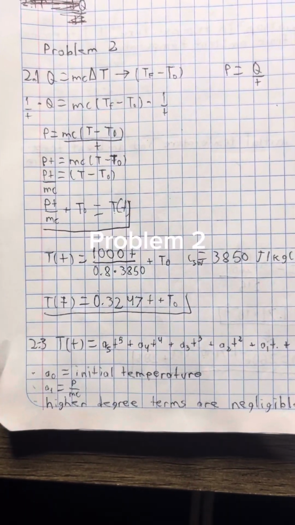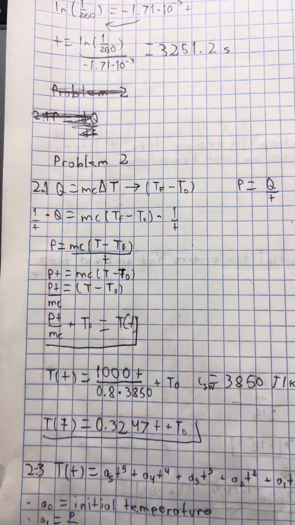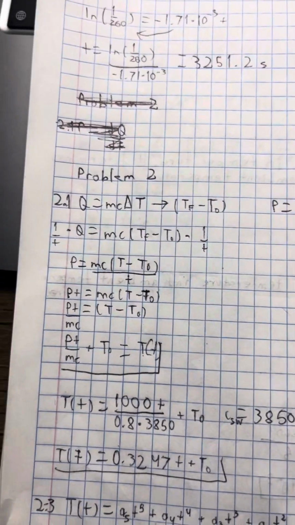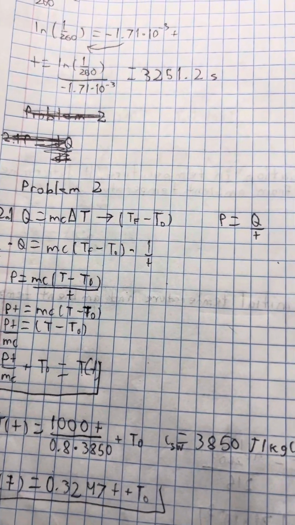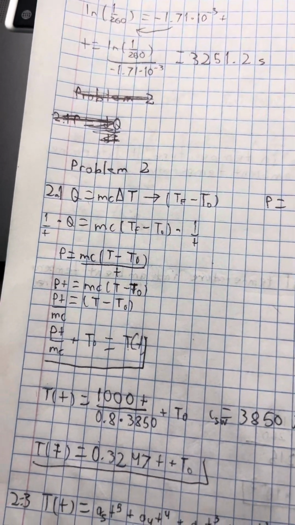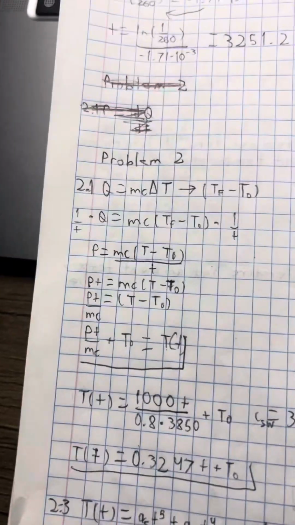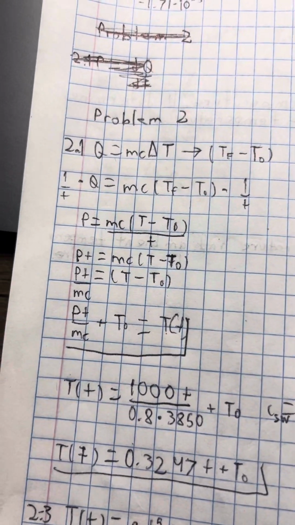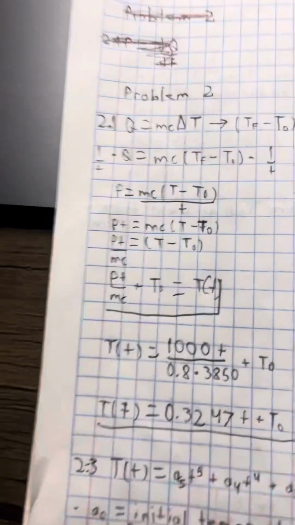For problem 2, to get the heat transfer formula as a function of time, firstly I divided both sides by time, and since Q over time is equal to power, I put the power there. Then I cleared the final temperature by passing t as a multiplication, mc as a division, and the initial temperature as a sum, as a positive number.